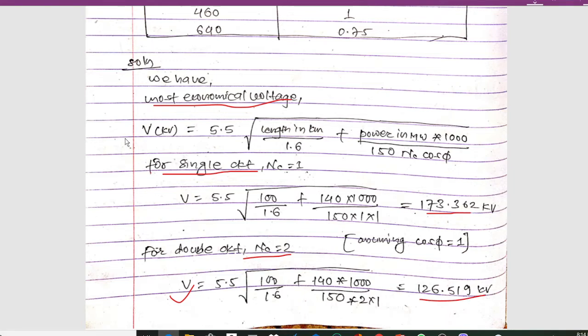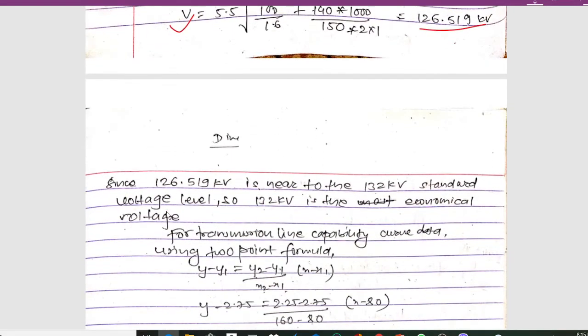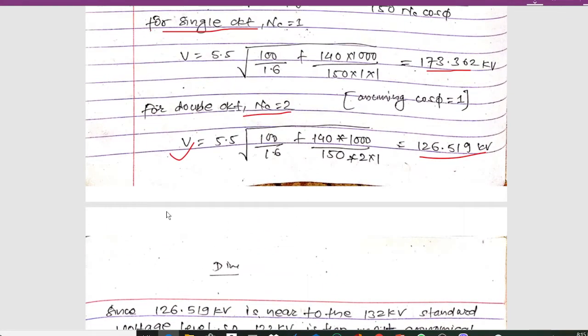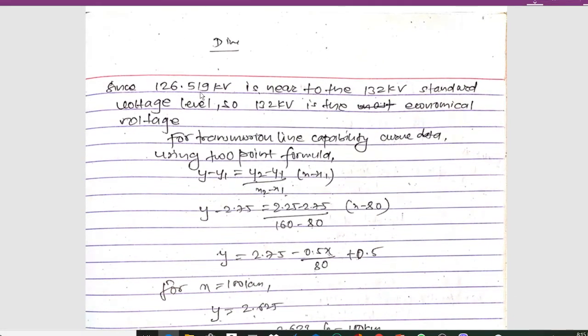And this is the empirical formula to calculate the most economical voltage. Here we can see for single circuit we have obtained 173.362 kilovolt. Similarly for double circuit we have obtained 126.519 kilovolt. So we can conclude here, since 126.519 kilovolt is nearer to the 132 kilovolt standard voltage level, 132 kilovolt is the most economical voltage.